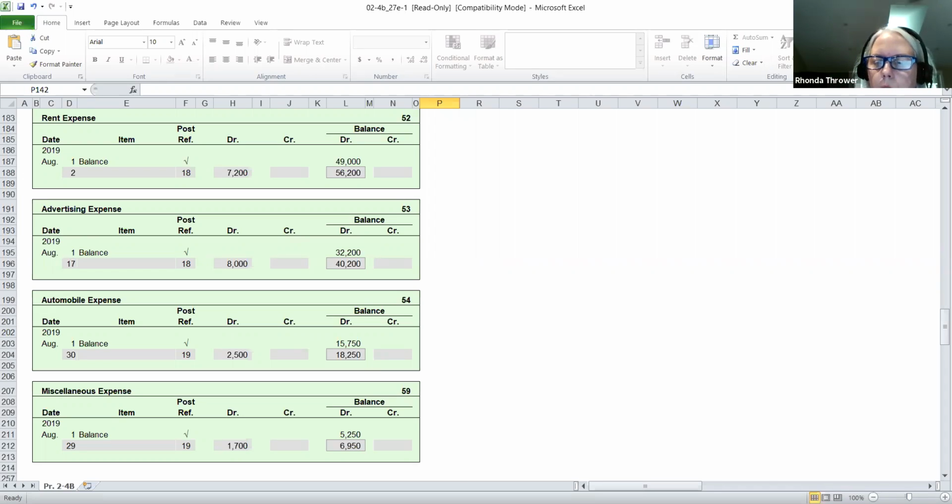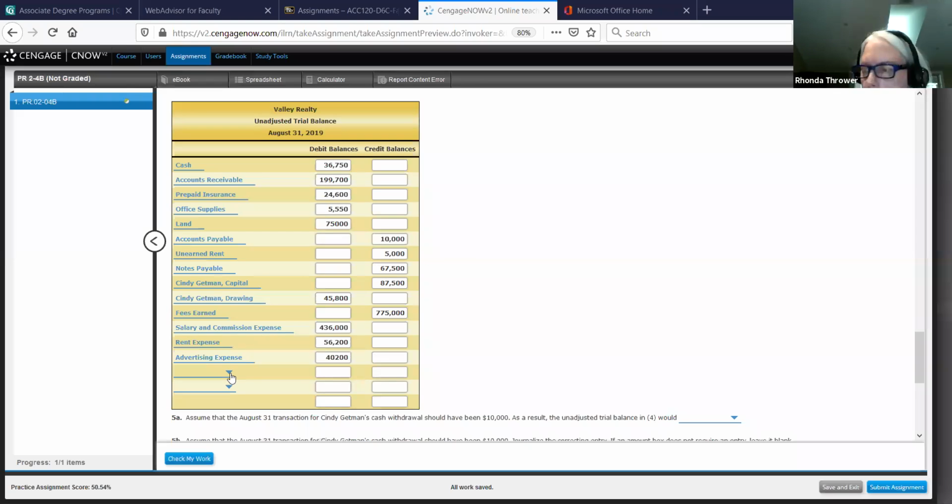So I'm going to stop this screen share. I'm going to go back to our unadjusted trial balance. We're going to put in the automobile expense, which was 18,250. And then the miscellaneous expense goes in as a debit for $69.50. Oops.